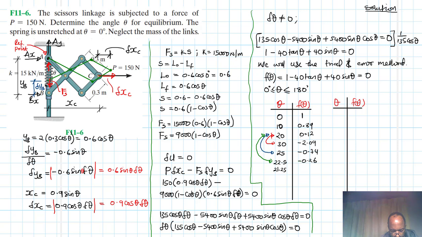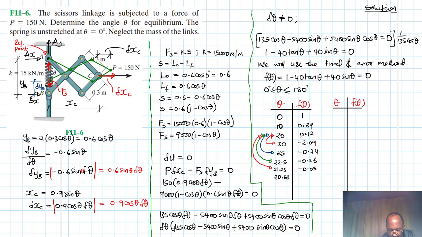We plug it in. 1 minus 40 tan 21.25 plus 40 sine 21.25. You have a minus 0.05. Okay, so you keep on doing that. Again, you need to get the average of the two, because they are the minimums on both sides. So 21.25 plus 20, average of that, let me round off this, 20.63.